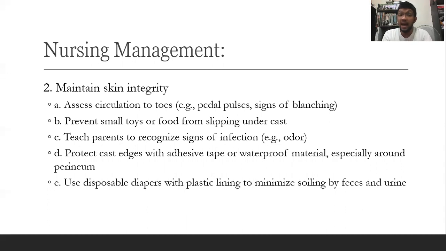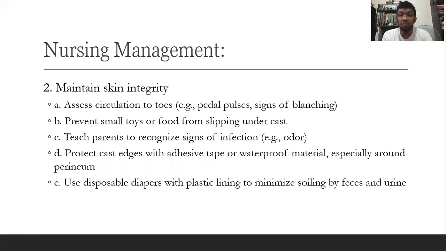And since there is a cast, we need to maintain skin integrity. For the first one, we need to assess circulation to the toes. We will need to check pedal pulses, signs of blanching, if there is paleness of the feet. We need to check those. Maybe the hip spica cast has been applied too tight on the patient's hips, and we need to prevent small toys or food from entering the cast because that will contribute to the discomfort that will be felt by the child.